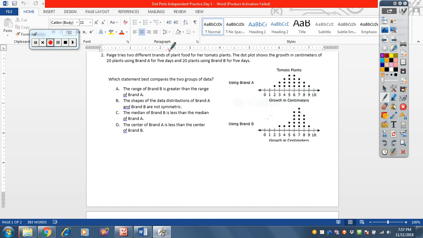Paige tries 2 different brands of plant food for her tomato plants. The dot plot shows the growth in centimeters of 20 plants using brand A for 5 days and 20 plants using brand B for 5 days. Which statement best compares the 2 groups of data? So we're looking for true. As usual, I'm going to find out the range, the median, and the mode for A, and leave you to find out the range, the median, and the mode for B.